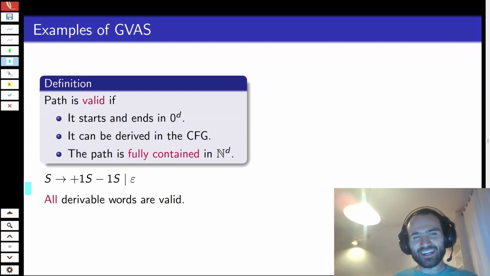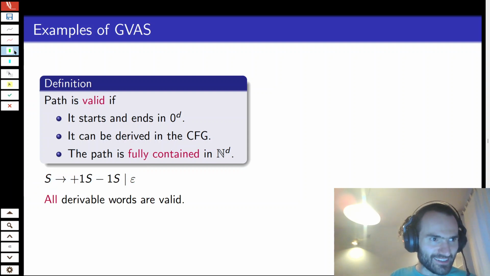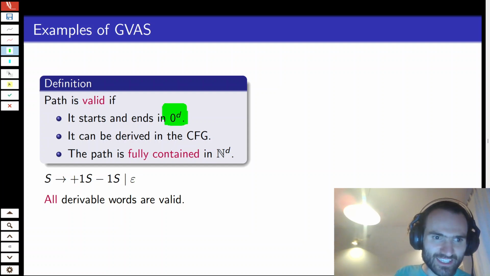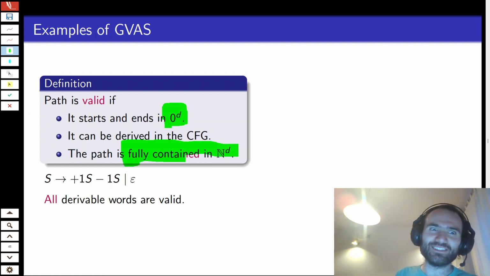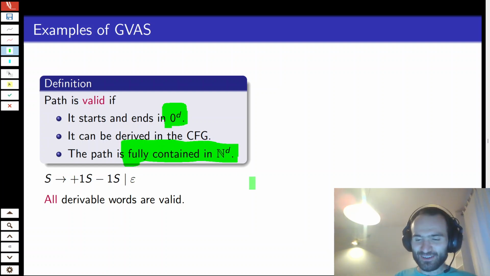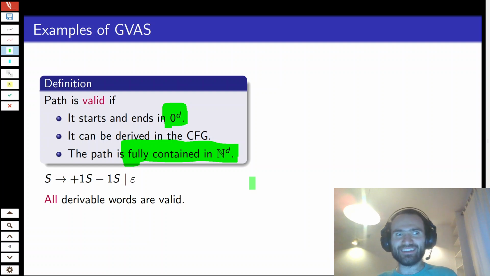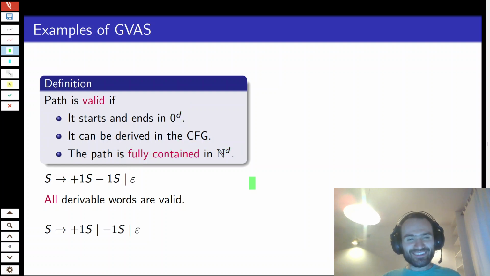And we see here that actually every word that we can derive is in fact valid. If you can derive a word, then it has to produce 0. And if you can derive a word, then it has to always be non-negative in the middle. So in this case, actually all derivable words are valid. Again, this is usually an easy case.